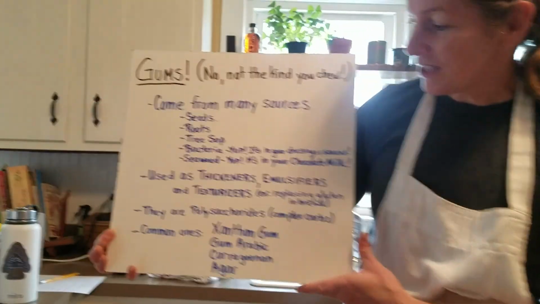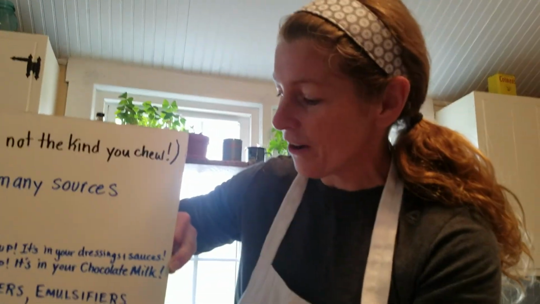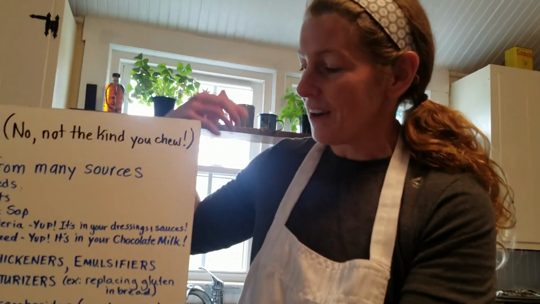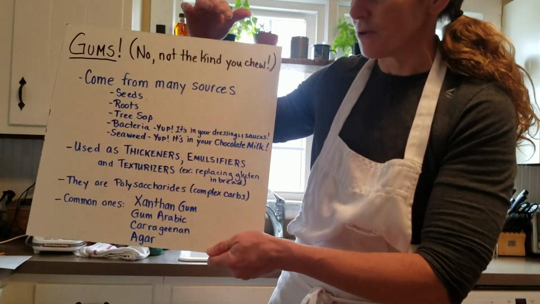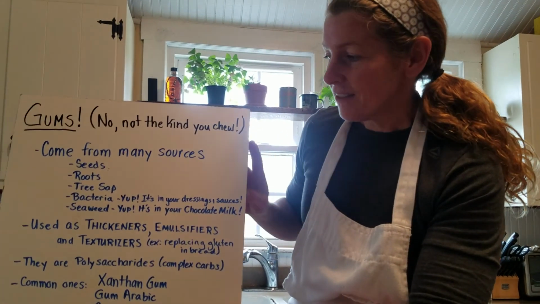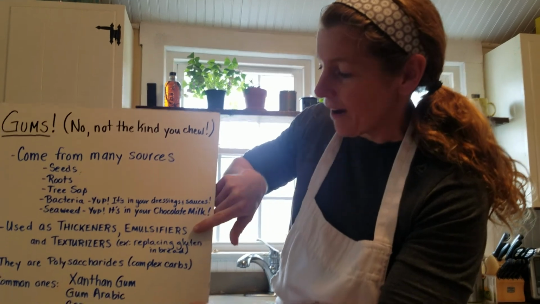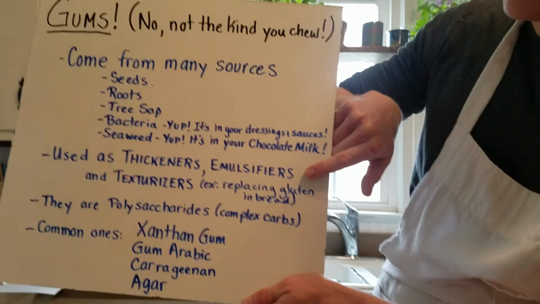And we get gum from seaweed. Believe it or not, seaweed is probably in your chocolate milk that you drink. It's called carrageenan, and it's an old thickening agent that was used for centuries in Ireland, and it comes from red seaweed. So these sources of gums can be kind of unusual, but gums are also very important because we use them for these things in food.